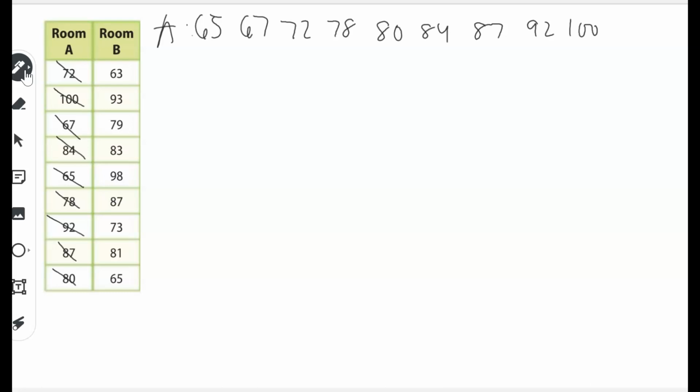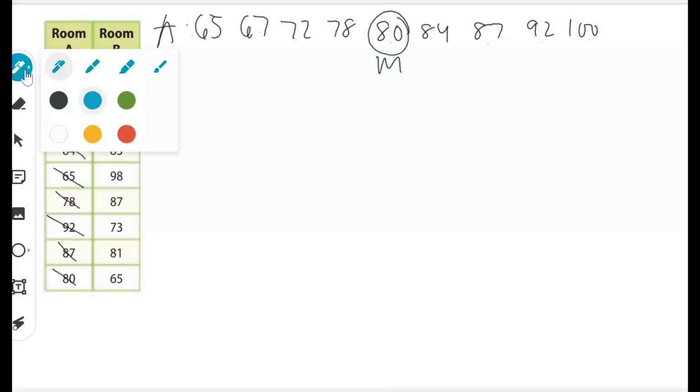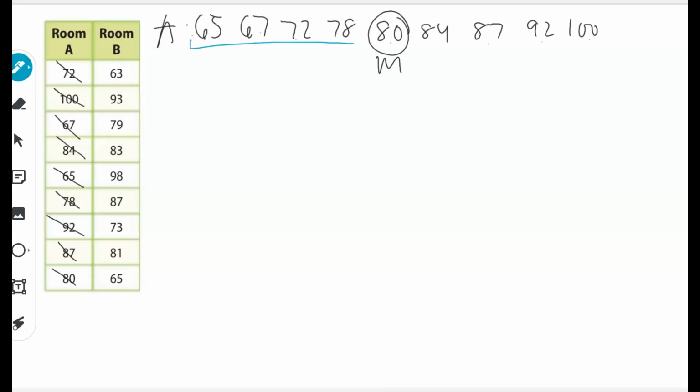And I'm going to find my measures of variation. So in order to do that, the first thing I need to do is identify the median. I have 1, 2, 3, 4, 5, 6, 7, 8, 9 numbers, and that's going to be the fifth number. So our median is 80. And then we're going to identify the first quartile, which is the middle of the first half of the numbers. That's going to go right here in between 67 and 72.